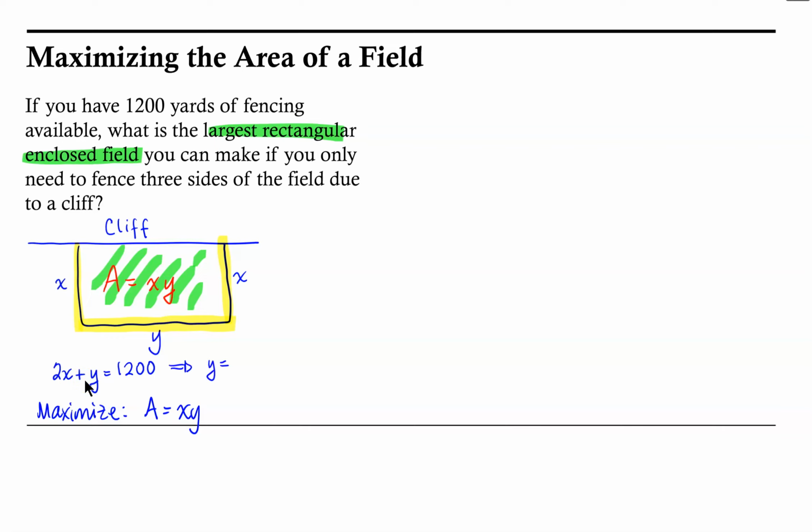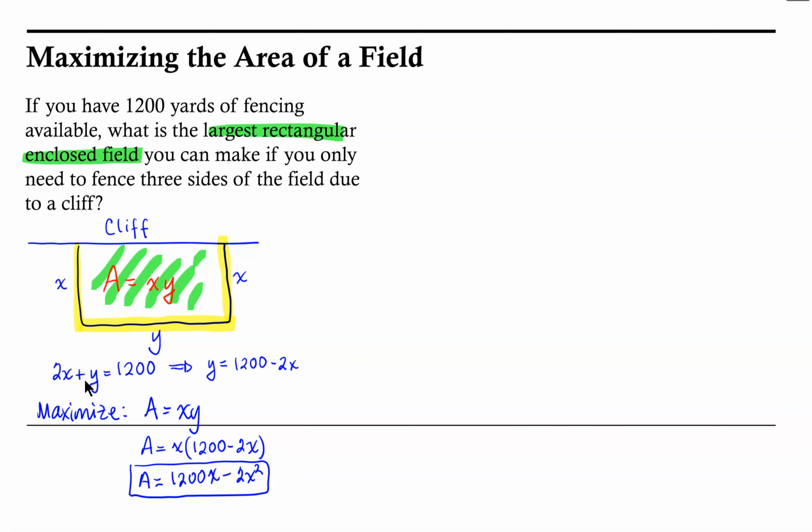So y would equal 1,200 minus 2x, and then that would mean that our area function is x times 1,200 minus 2x. Then we can multiply that out, and we end up with 1,200x minus 2x squared. And so here's our area function that we want to maximize in this instance.